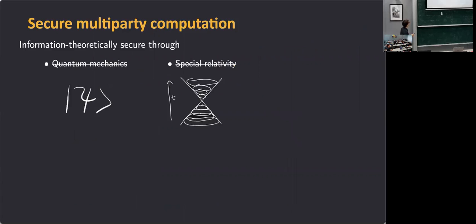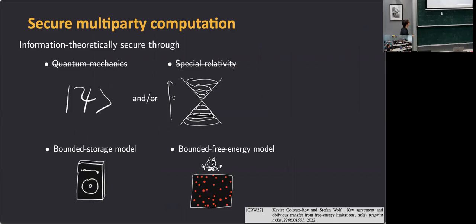And secure multiparty computation cannot be made secure with quantum mechanics or special relativity, or both. It can be made in some bounded storage model, and it can be made in this bounded free energy model.